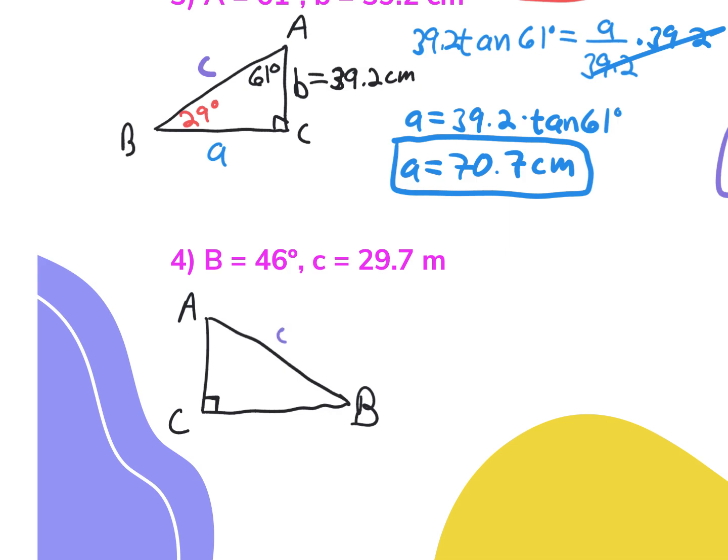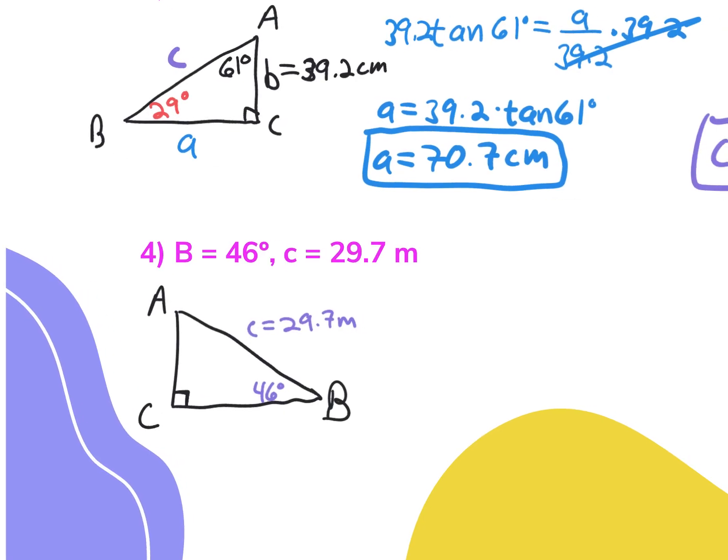I have that side C is 29.7 meters. And then we have that angle B is 46 degrees, right? What can we easily find? Angle A, good. What's that going to get you?